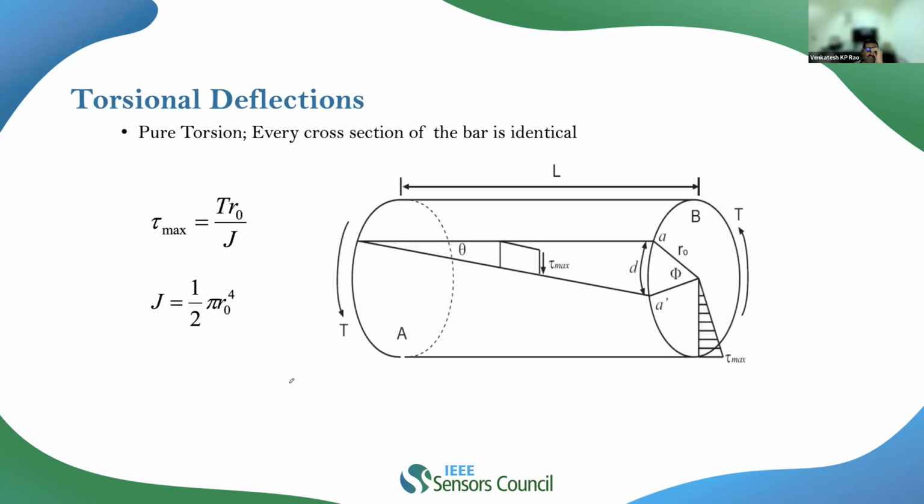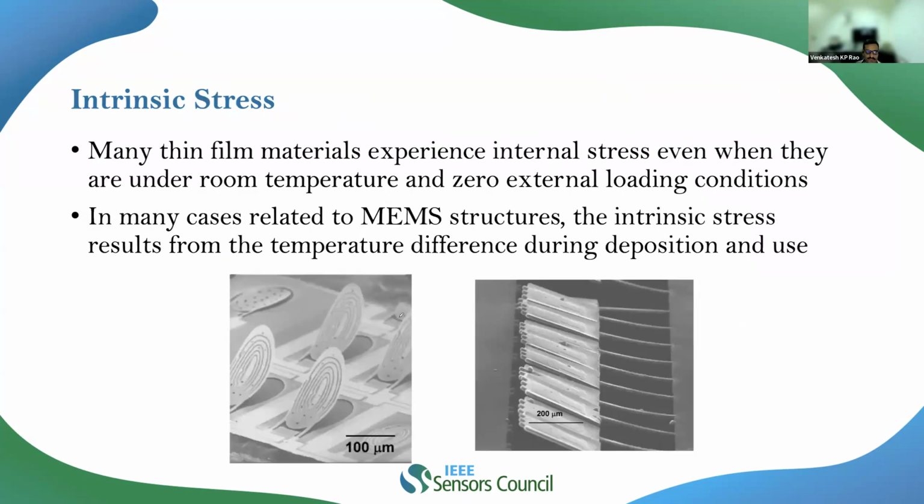Now, in some cases, there could be even the torsional motion as well. If there is a torsional motion, then you can apply T by J equals tau by R equals G theta by L. If I club both of them, one can get the maximum shear which gets induced, equal to TR by J, where J is basically the polar moment of inertia given by half of pi r to the power of 4.